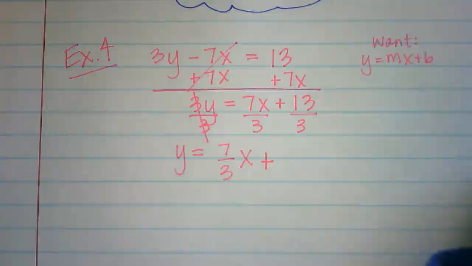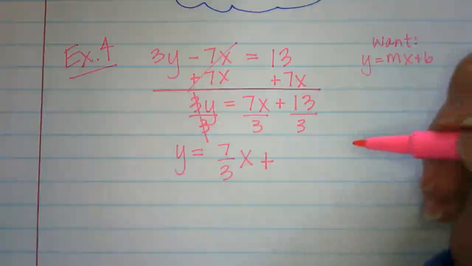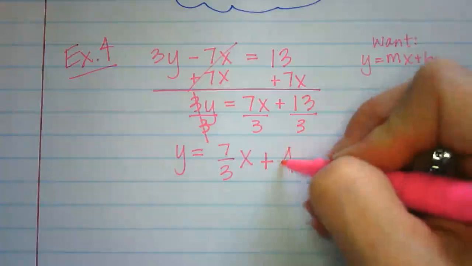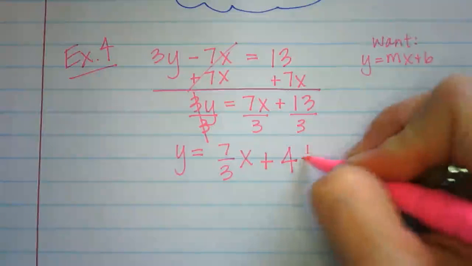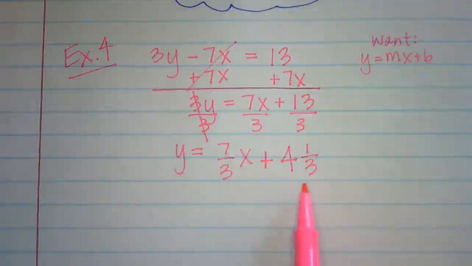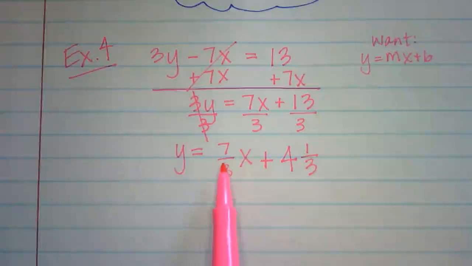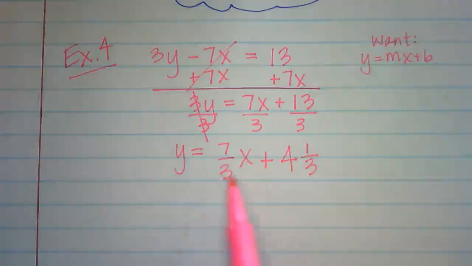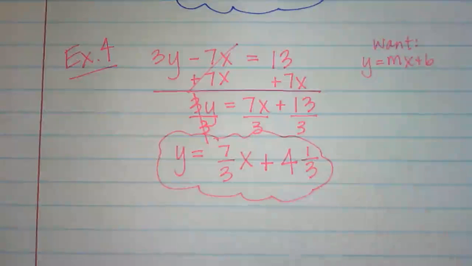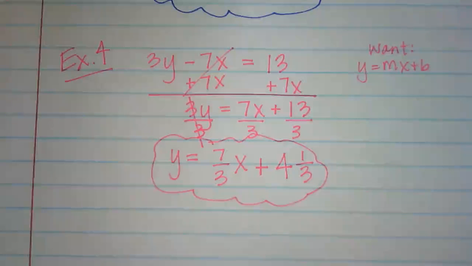All right, when we get to this number, 13 can't be divided by 3. We might want to make that a mixed number. So 3 will go into 13 4 times with 1 left over. So now we know that our y-intercept is at 4 1/3, which is kind of weird, but that's okay. We can graph 4 1/3. And then our slope is going to be rise 7, run 3. So that one is an example where both numbers are fractions.